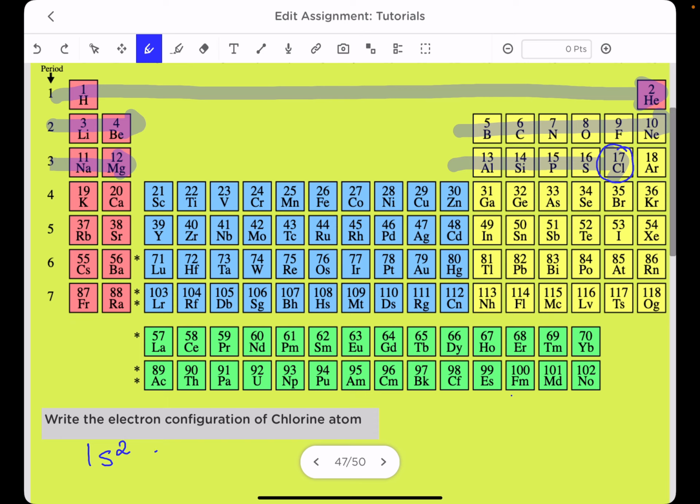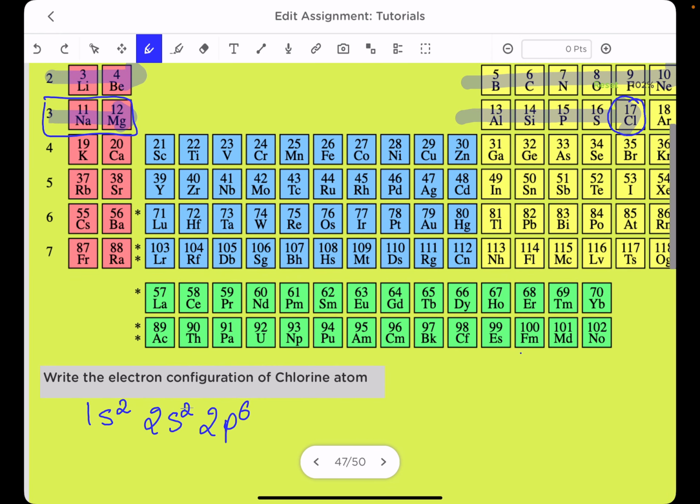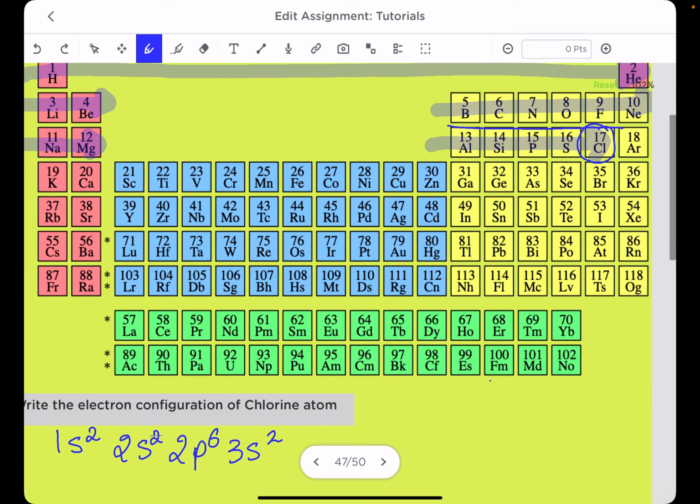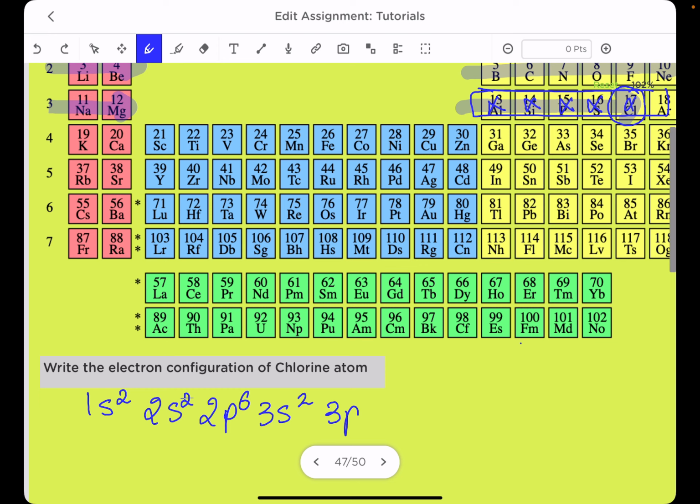I am taking the 2s completely. I do not say 2s1 and then 2s2, I will simply say 2s2. Next, I have all the p, line number 2, so I would say 2p6. And then next, I move on to 3s2 all the way, and then 3p. But in this 3p, where do I stop? 1, 2, 3, 4, and 5. So I would say 3p5 to reach the Cl.